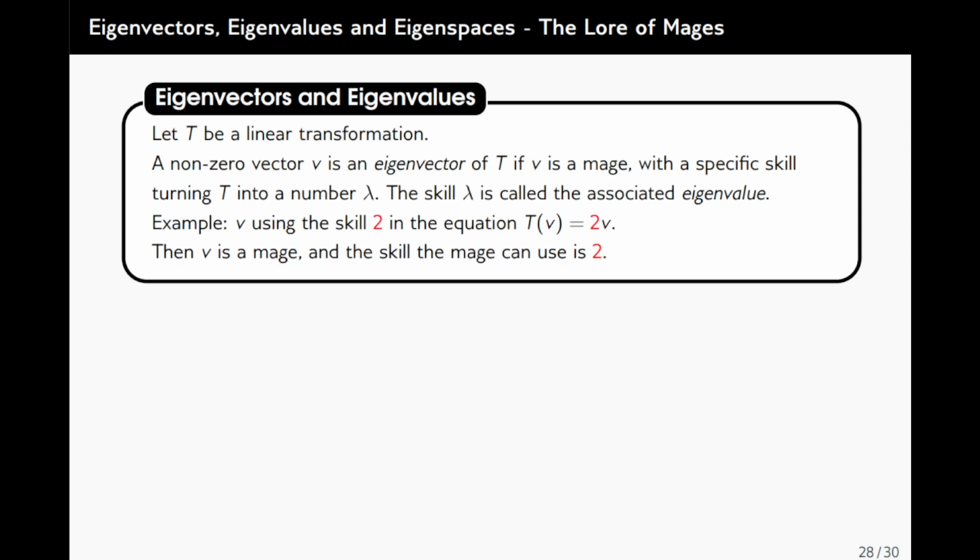Let me tell you. For example, look at this. The mage V is changing the T in front into a 2. Right? The mage changed the T into a 2. And hence we say V is actually a mage because it is capable of changing a T, which is complicated, into the number 2. And the skill is called 2. Okay, it's the lambda, or the eigenvalue, right?